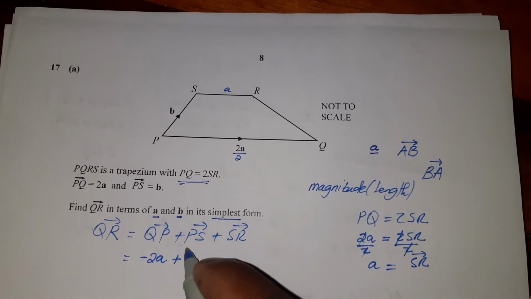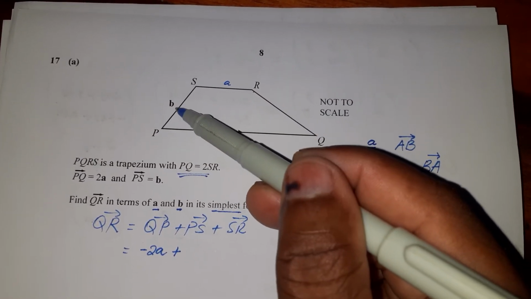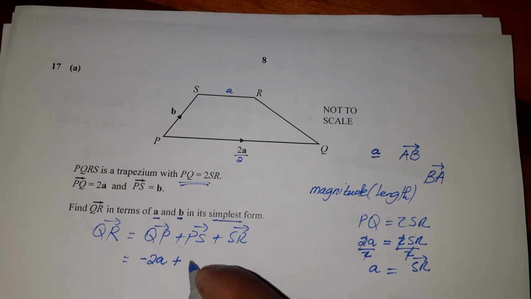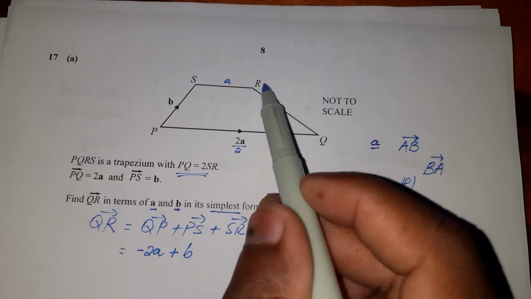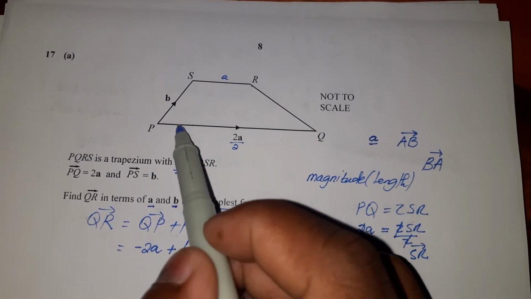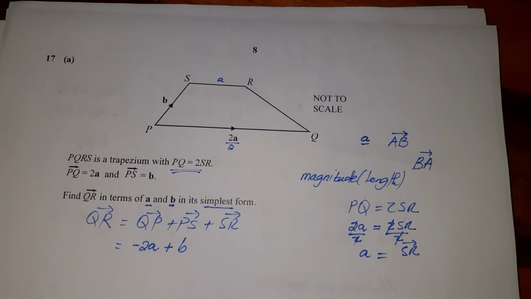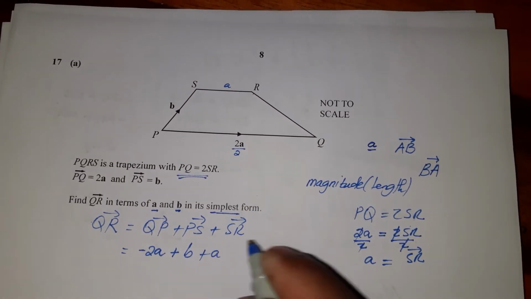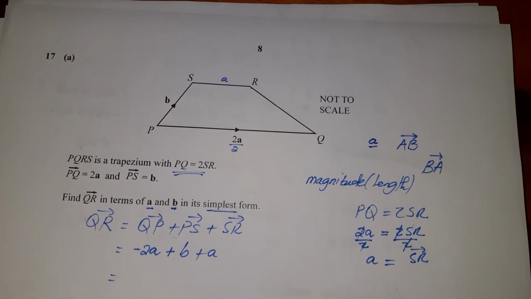And then plus PS, we are moving from P to S in the same direction with the arrow. Then it's positive B. And then S to R, the direction of 2A is going like this. Therefore, we are also going from S to R in the same direction. Therefore, it's positive A.